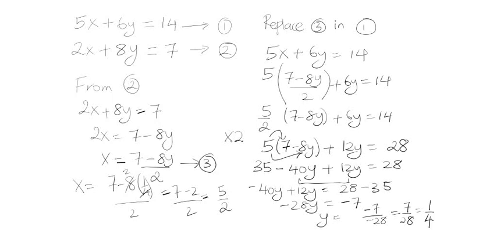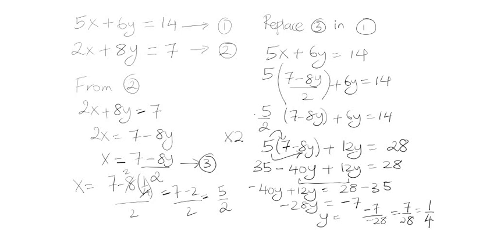I get this equation. Then we have a divide by 2. So to eliminate the divide by 2, we multiply by 2. So I multiply each term by 2. So 5 over 2 times 2 gives me 5. 6 times 2 gives me 12. 14 times 2 gives me 28. I end up having an equation with a bracket. So I expand the bracket. 5 times 7 is 35. 5 times minus 8y is minus 40y, plus 12y is equal to 28.